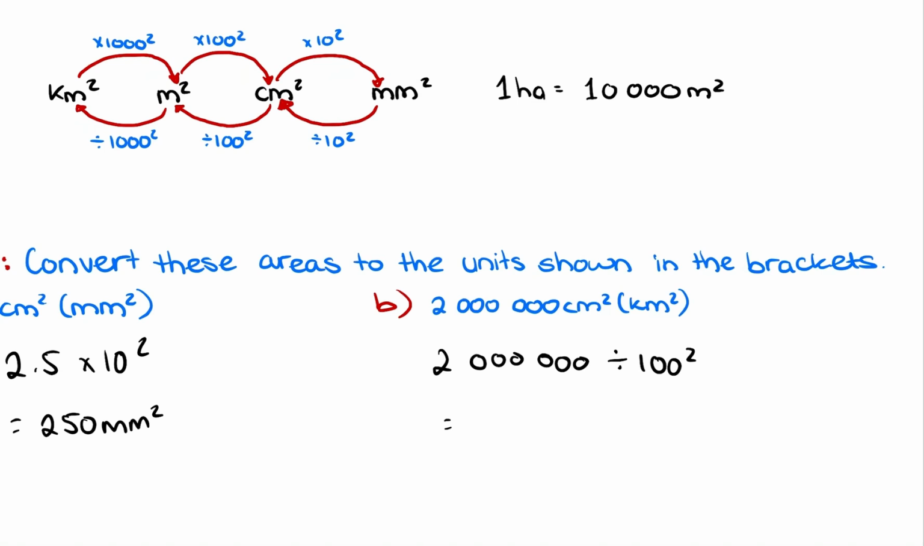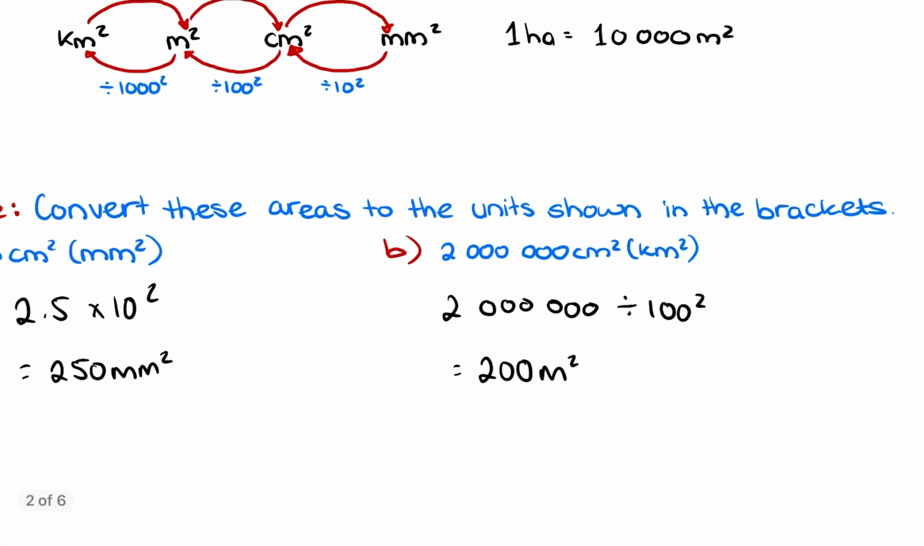And what this gets us to is what it would be in meters squared. Okay, so if we go divided by 100 squared, that should give us 200. And so that is what it is in meters. Now we've got to do the extra step to get to kilometers. So to get to that, we just need to divide by 1,000 squared.